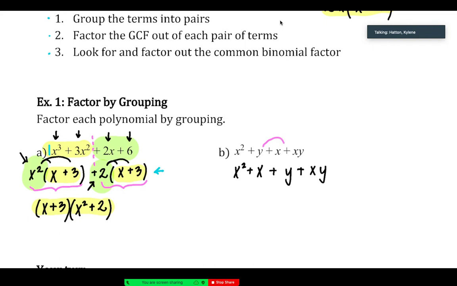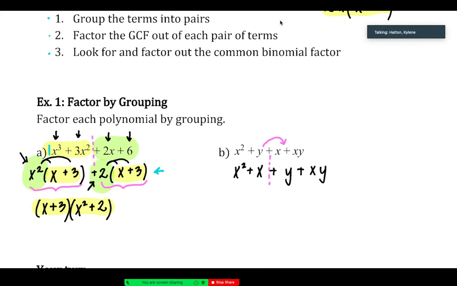Okay, so all we did was rearrange it so far, and now we're ready to group it into pairs. So our first pair is x squared plus x, the second pair is y plus xy, and now we're ready for step 2, which is factor out the GCF from each pair.